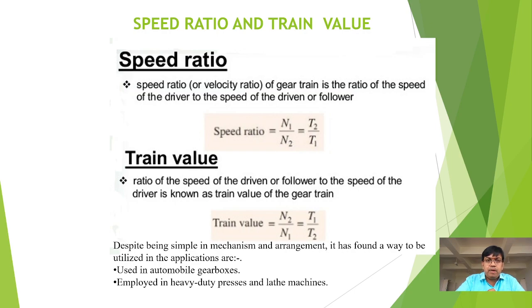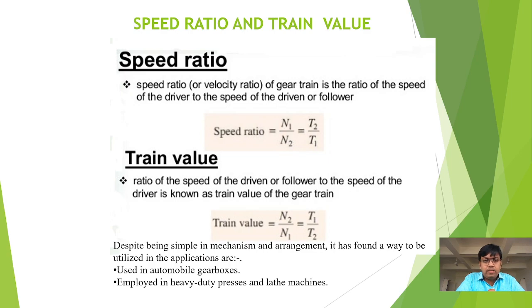And the second important definition that you could see is the speed ratio. That is very important in the part of the numericals. The speed ratio is defined as the ratio of speed of driver to the driven, that is N1 by N2 is equal to T2 by T1, inversely proportional to the number of teeth.